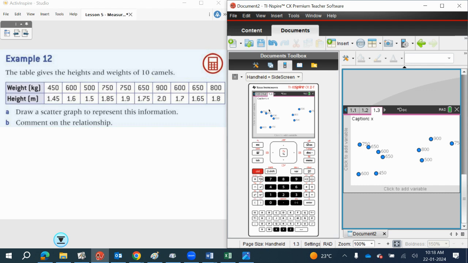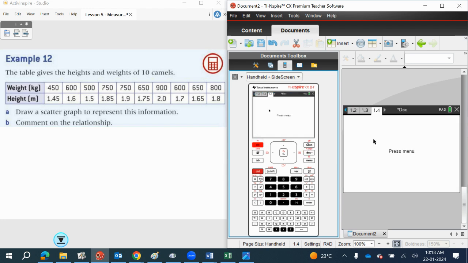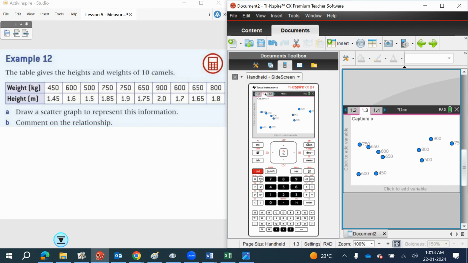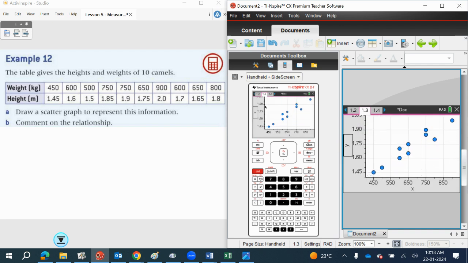Okay. So here, I press Control, Add Page, and chose Data and Statistics, number 5. You can just press 5 on the keyboard. So what we do now is we click here at the bottom, Add Variable, and you press X. You click on the left-hand side, Add Variable, and you click Y. And it will do a scatter plot. Okay, so describe, comment on the relationship.